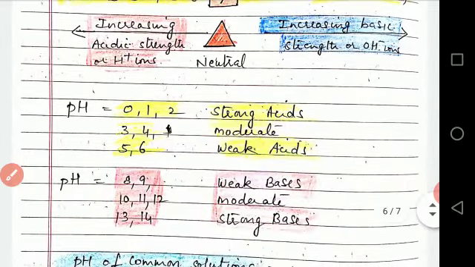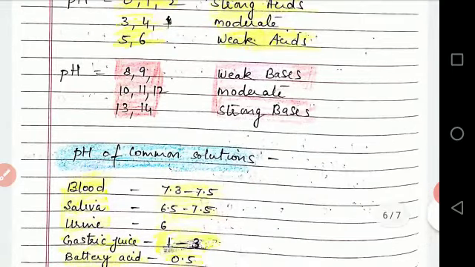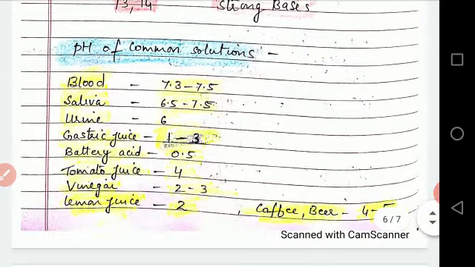So pH 0, 1, 2 means the substance is a strong acid, 3, 4 means moderate acid, and 5, 6 means weak acids, because the less the pH, the stronger the acid. In case of bases, the more the pH, the stronger the base, and less pH means weak base. So pH 8, 9 shows that the substance is a weak base, 10, 11, 12 shows moderate base, 13, 14 shows strong base. pH of common solutions are given here.